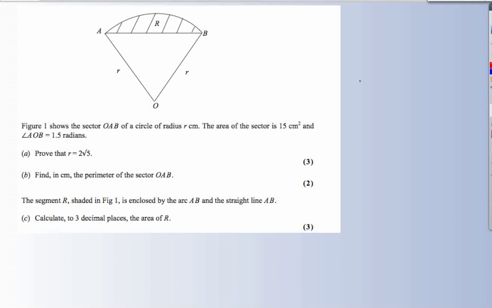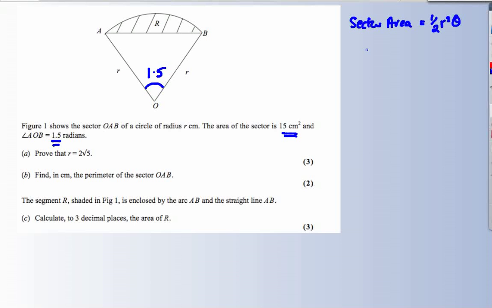Okay, problem of arc length and sector area, and what we have here is a sector area given, an angle of 1.5 radians, that's this angle here. 1 radian is approximately 60 degrees, so this is not 90 degrees, but it's not far off. Our sector area formula when we're working in radians is given by half r squared theta.